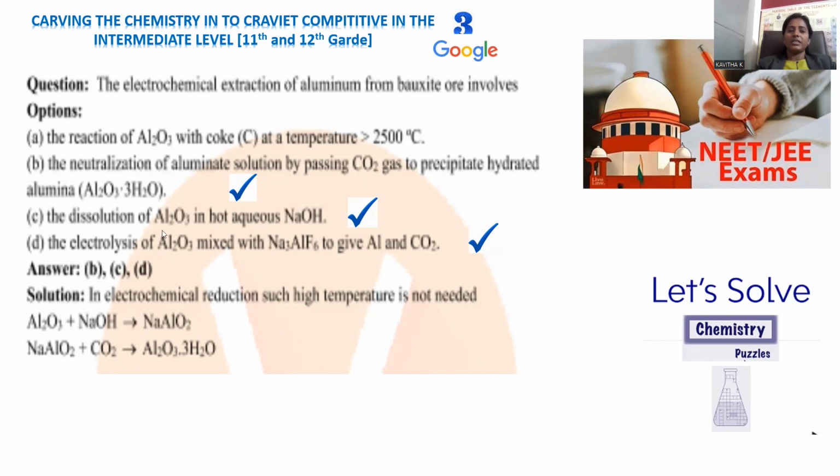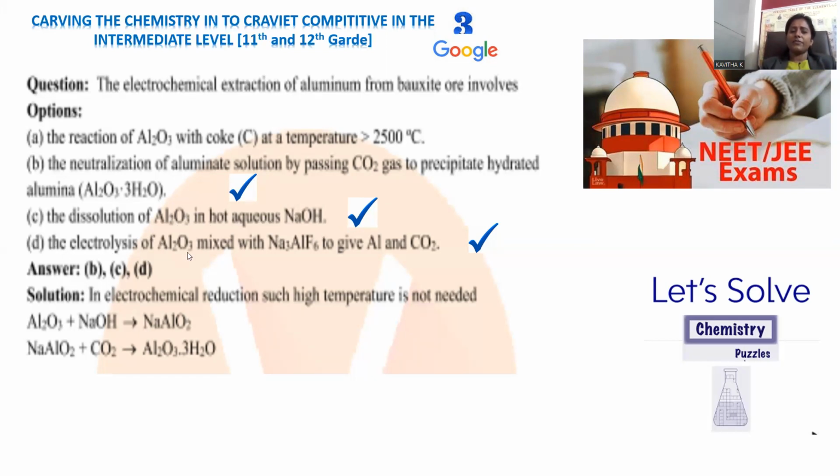And the next is about the dissolution of alumina in hot aqueous sodium hydroxide. It is possible because alumina is amphoteric actually. Amphoteric denotes that it has dual nature: a certain extent of acidic nature and a certain extent of basic nature, both are there in alumina. So whenever it is treated with sodium hydroxide, it will react because of the acidic nature. That's why it reacts with sodium hydroxide. This will be a correct answer.